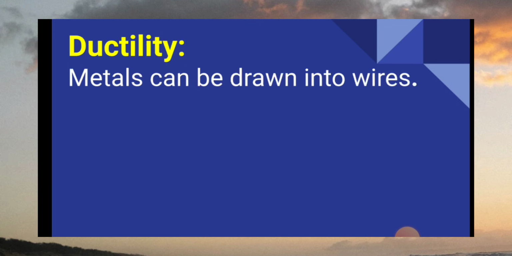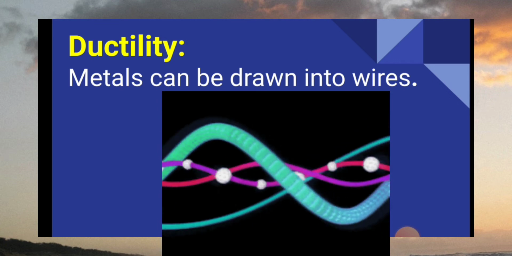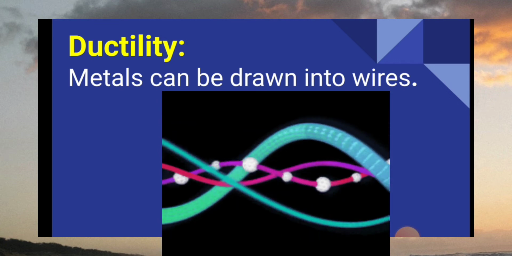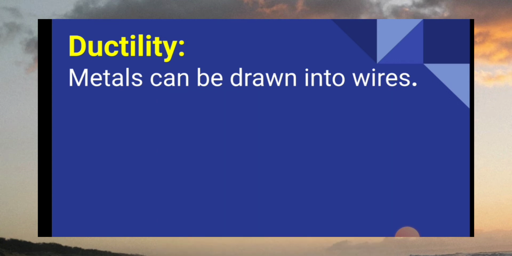Then the second property is ductility. Ductility means metal can be drawn into wires, meaning metal has the ability to form wires. This conversion of metal into wire is called ductility.